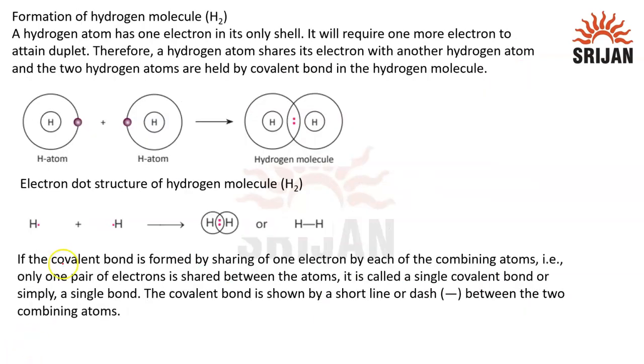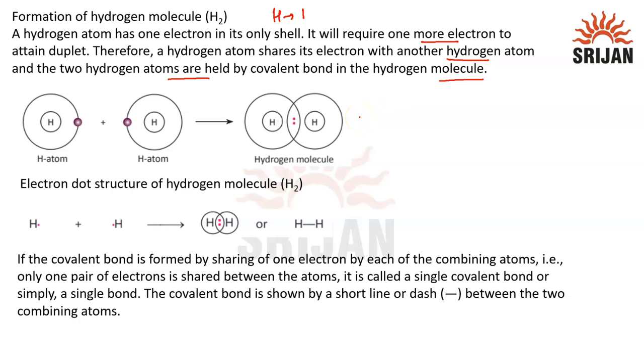So let us see the formation of hydrogen molecule. We know that hydrogen has just one electron in its outermost shell. It will require one more electron to attain a duplet and acquire the nearest noble gas configuration like that of helium. So a hydrogen atom shares its electron with another hydrogen atom, and the two hydrogen atoms are held by a covalent bond in the hydrogen molecule.